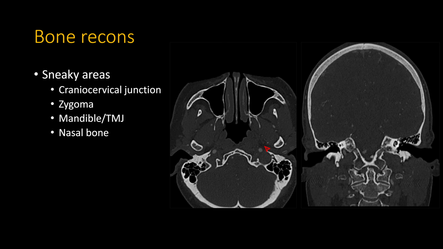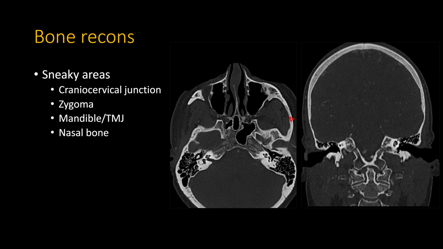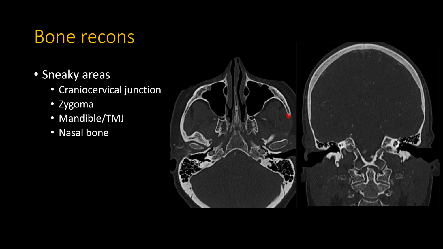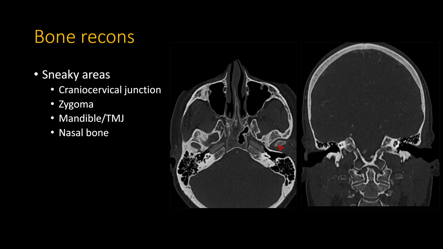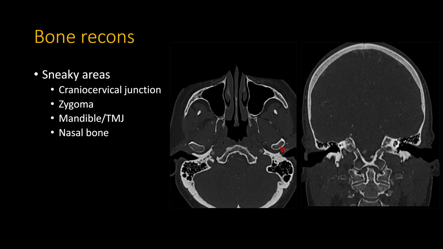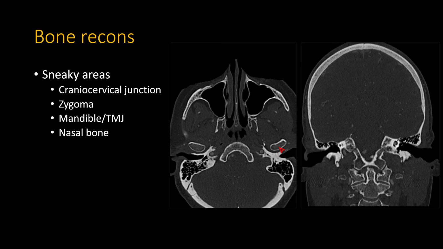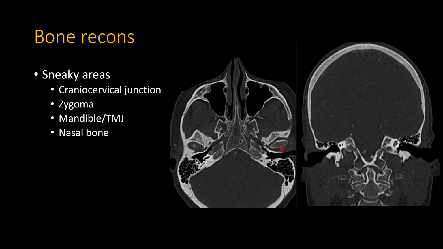Looking at the other areas, I always want to take one good look at the zygoma. You see them often, and it's pretty easy to miss something. And then the mandible and temporomandibular joints. Not all of the mandible is going to be included, but a lot of the proximal portions of the mandible and especially the temporomandibular joint is going to be included.